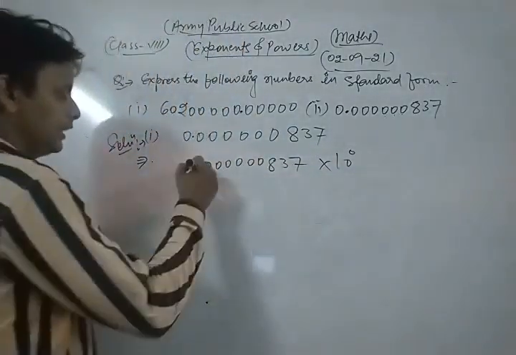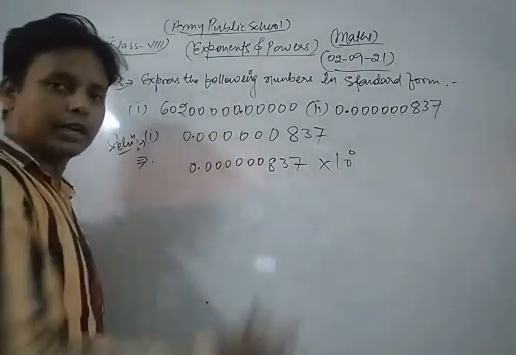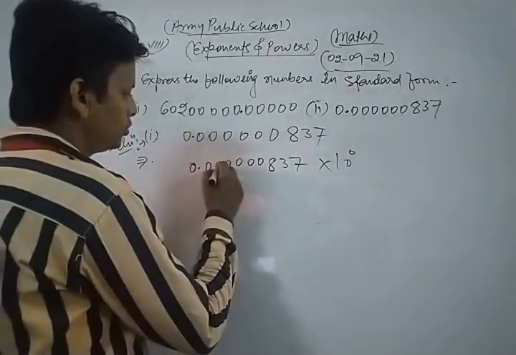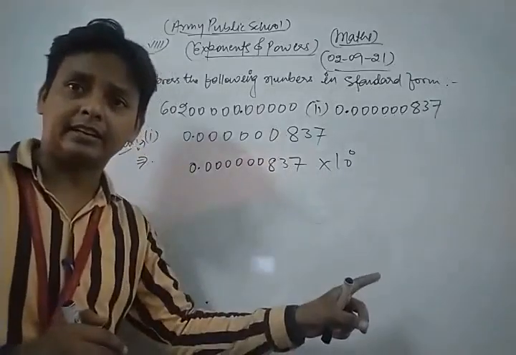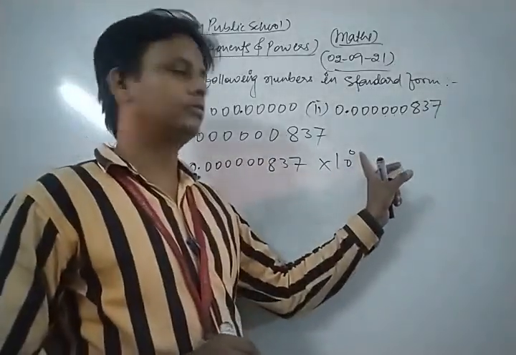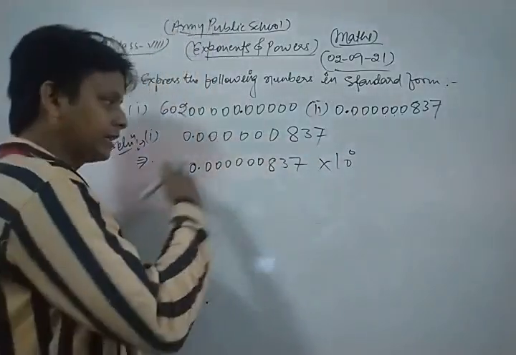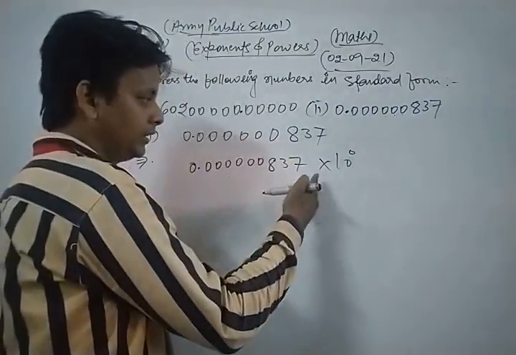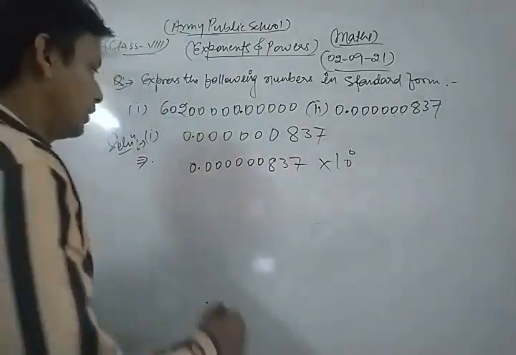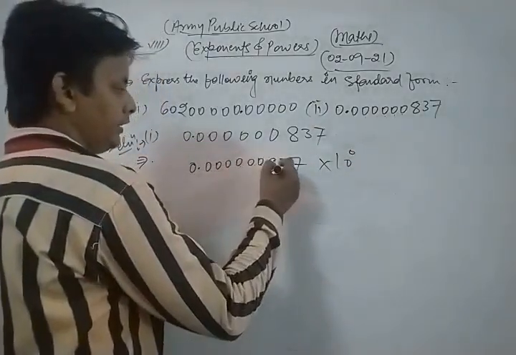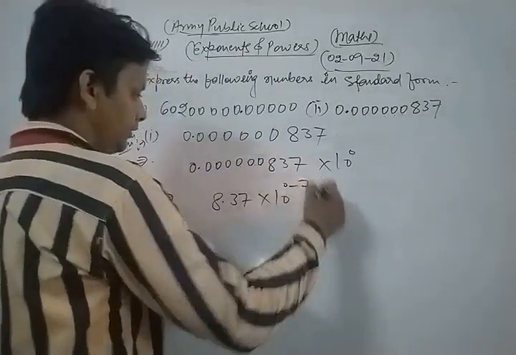Now we replace the decimal at that point. So how many digits do we go through on the right side of the decimal? We count 1, 2, 3, 4, 5, 6, 7. So we subtract 7 from the power of 10, because we go through the right side when we replace the decimal. If we replace the decimal on the right side, we subtract that number from the power of 10. So here 1, 2, 3, 4, 5, 6, 7. So we can write 8.37 into 10 to the power 0 minus 7.